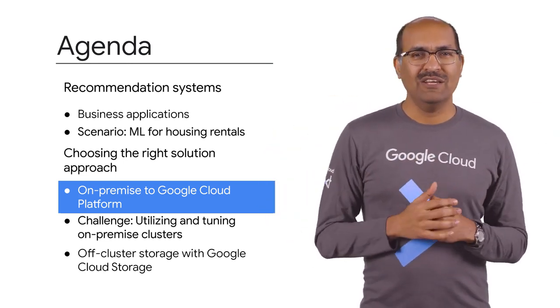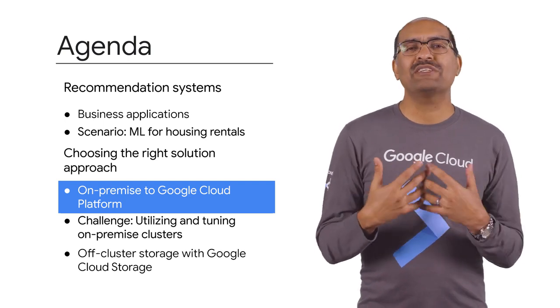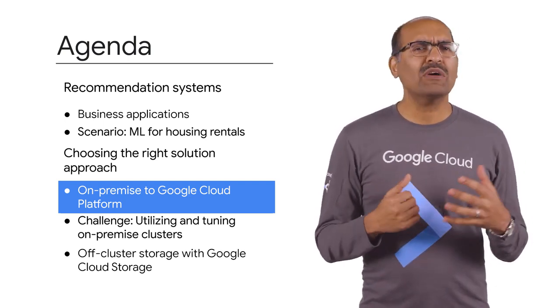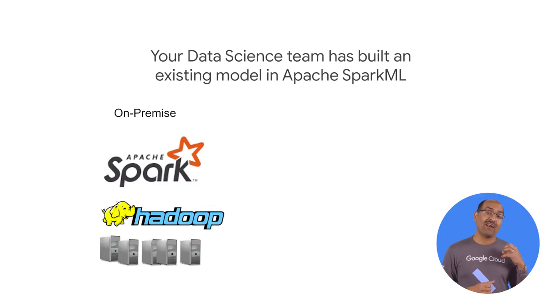Of course, you want to do that only if the migration can add value. So we will look at that as well. For our housing recommendation model, let's say our data science team already has a working on-premise model using a Spark ML job on your Hadoop cluster. They're interested in the scale and flexibility of GCP, and they want to do a like-for-like migration of their existing Spark ML jobs from on-premises, and they want to do this as a pilot project.